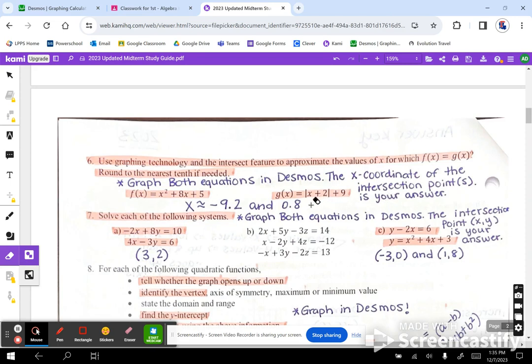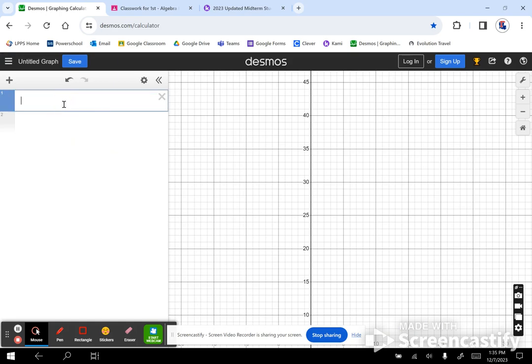So, looking at Desmos, I'm going to pull up Desmos. And this is how you're going to solve this problem.